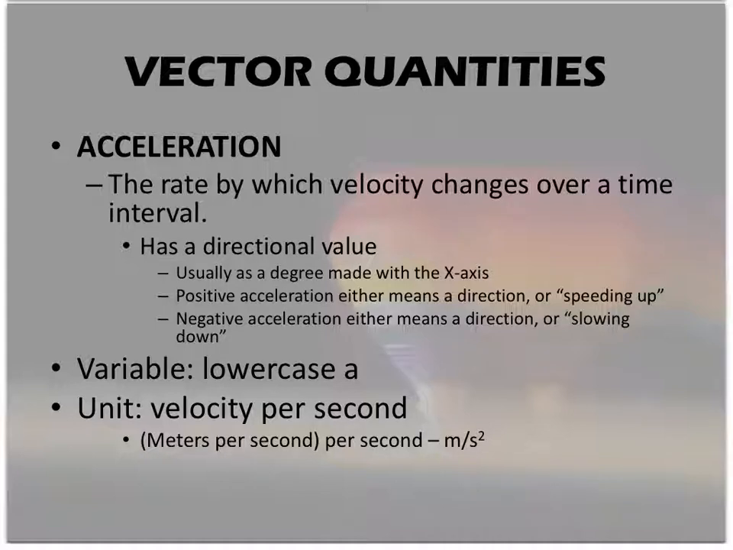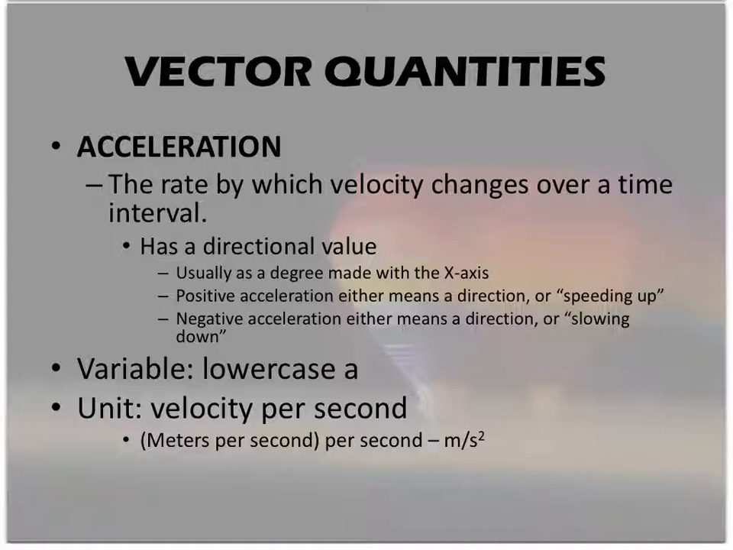A positive acceleration means a directional change or speeding up, it could be. A negative acceleration can either mean a direction or it could mean slowing down. Most often for our case, since we're dealing with linear acceleration, motion on a linear flat line, we'll be dealing with speeding up and slowing down, and that positive and negative value will play a big role in our calculations later on.